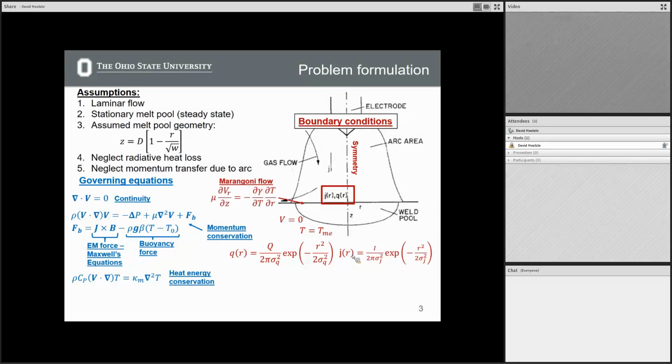Next, we also assume that there's this Marangoni convection at the top surface of the melt pool, which was a pioneering innovation in modeling physics done by this paper. And one of the major conclusions of the paper is the influence which this Marangoni convection has on the dynamics of the pool.